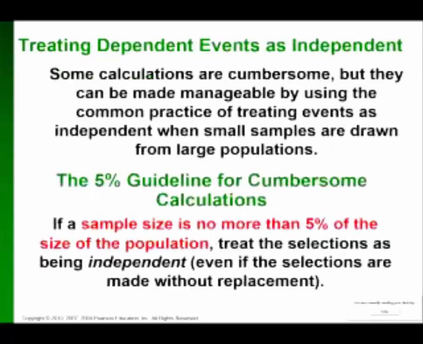But then there's the 5% guideline for cumbersome calculations. I just need to slow down. This is something that you might not do in engineering or physics or chemistry, but you can do in statistics.